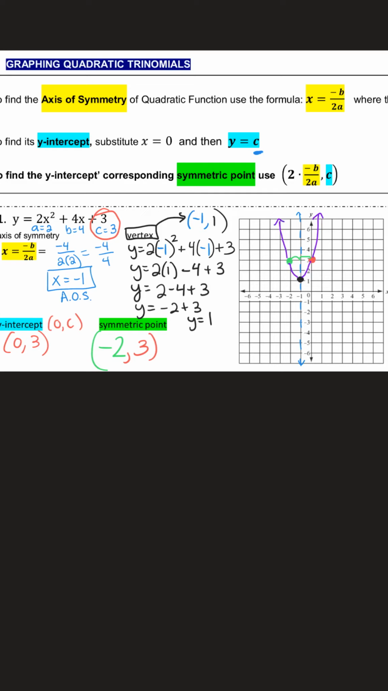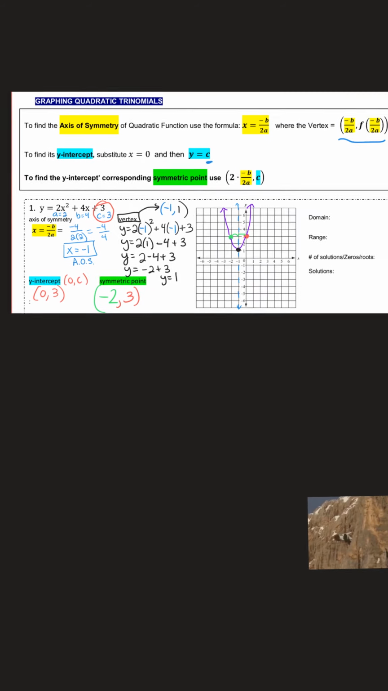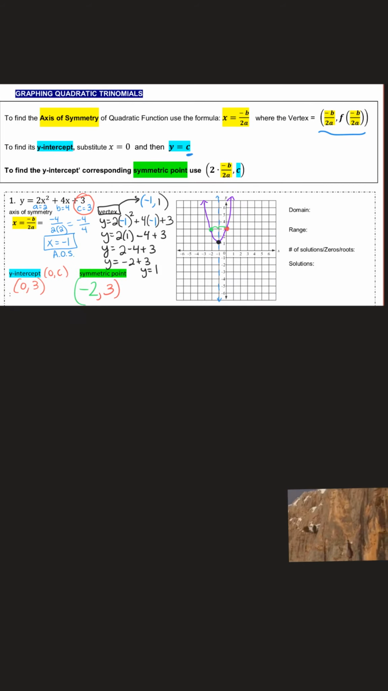Okay, let's get into the information about this parabola. So the domain, if you have not remembered, it is all real numbers. The range is wherever the y starts, so it starts at 1. So y is greater than or equal to 1. Number of solutions. Now this parabola never touches the x-axis, so there are no solutions. There's 0 solutions. So we're going to just write no solution here.